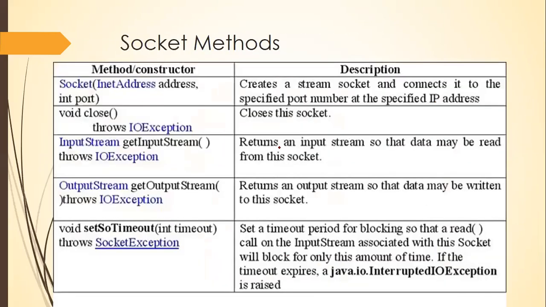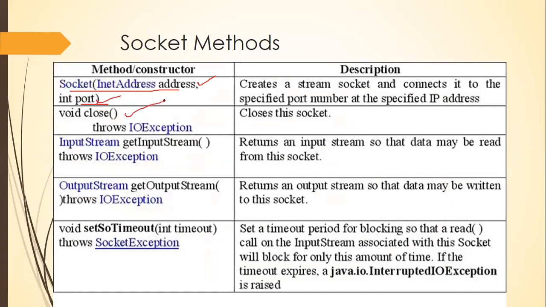Now we'll continue with socket methods. The socket constructor to create an object will have two arguments. One is the IP address and the second one will be the port number. This is to create a socket.